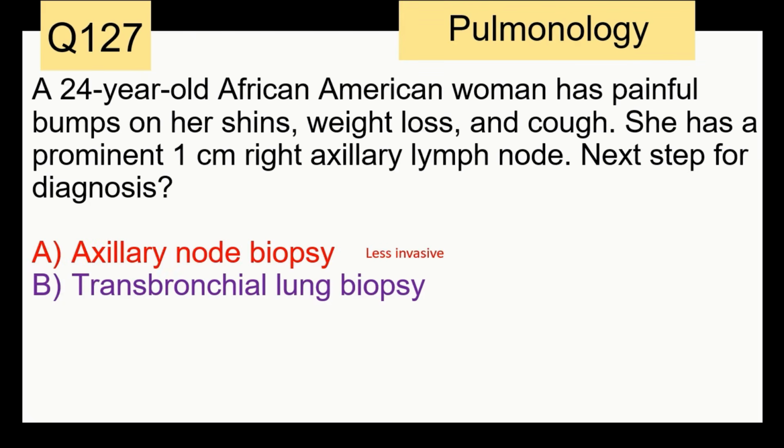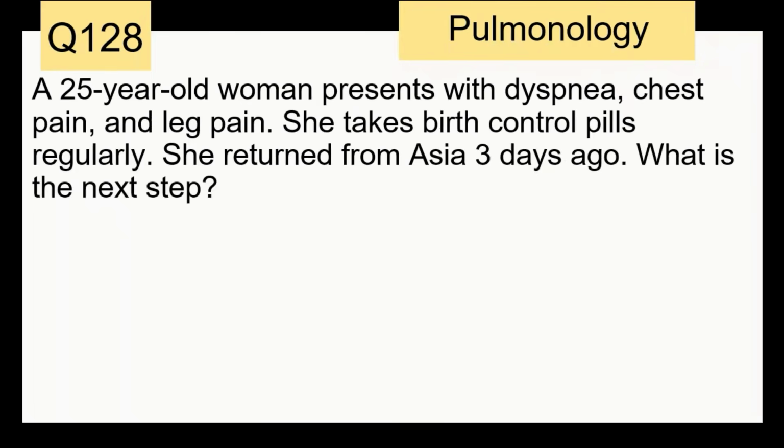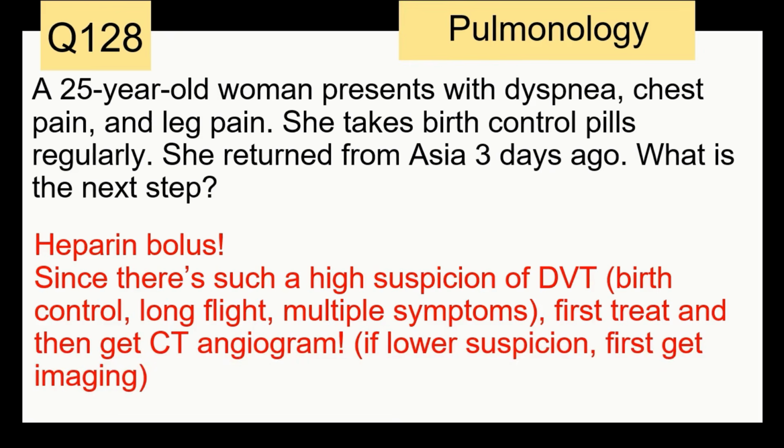127, what do we do in a case of an axillary lymph node in such a case? We want to get an axillary node biopsy. It's less invasive than a transbronchial lung biopsy. 128, what do we do in the next step over here? Remember, if there's a concern for a pulmonary embolism, you want to give the heparin bolus before the diagnostic testing.